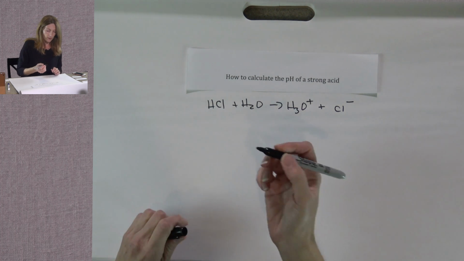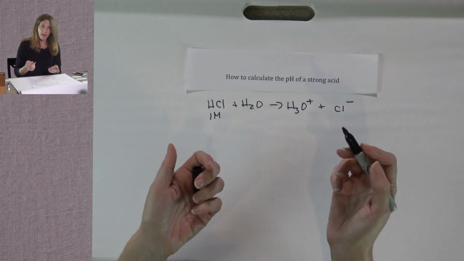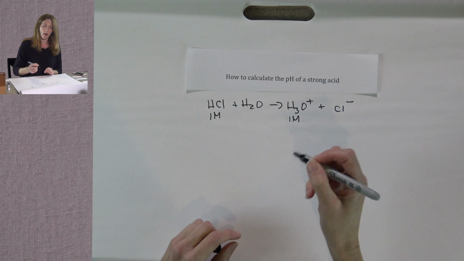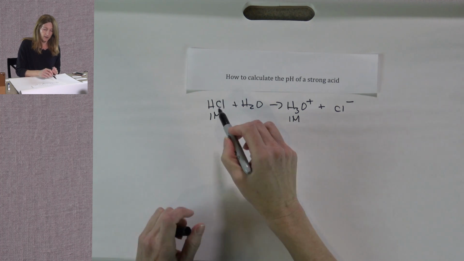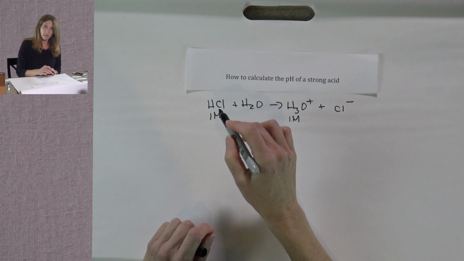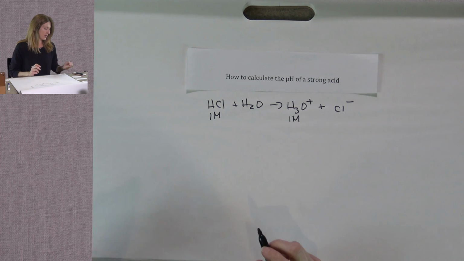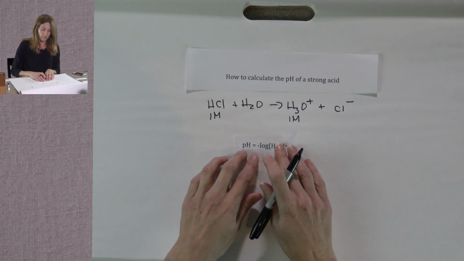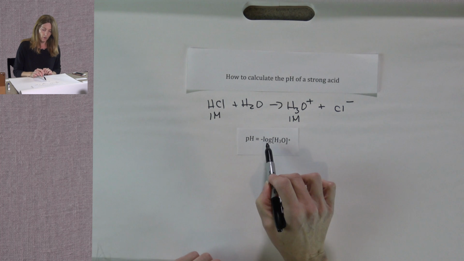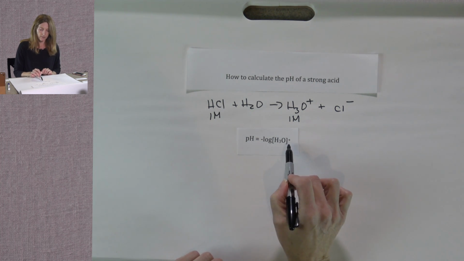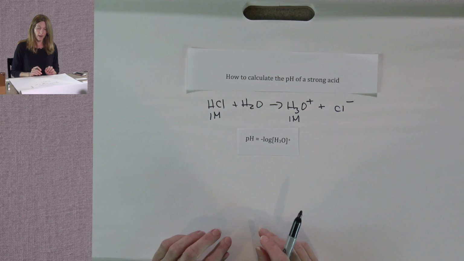So if we start off with, say, 1 molar hydrochloric acid, that means that we will then end up with 1 molar of hydronium ions, because that's the definition of a strong acid. 100% of the atoms of the acid will be converted into hydronium ions. This is really important when it comes to calculating pH. So the formula to calculate pH is the pH of a solution can be calculated by taking the logarithm of the concentration of hydronium ions and multiplying it by -1. All right, so let's go ahead and look at an example.